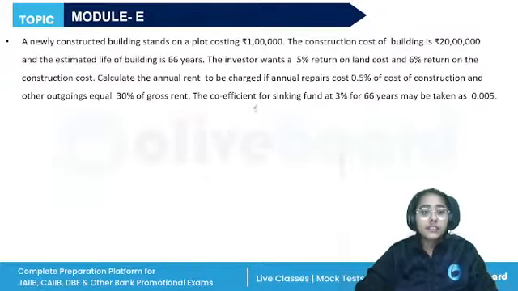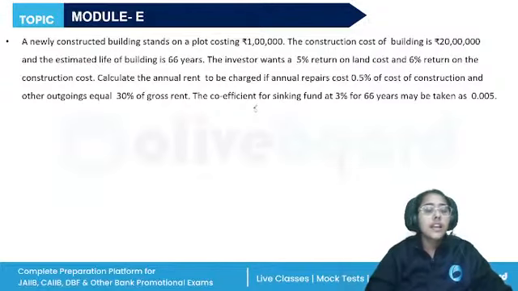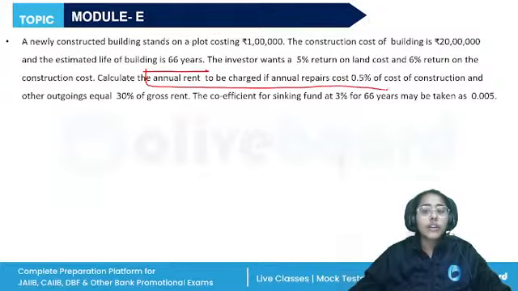Then we move on to the last unit of our module E, which is valuation of real property. The question says, a newly constructed building stands on a plot costing rupees 1 lakh. The construction cost of building is 20 lakh and the estimated life of building is 66 years. The investor wants a 5% return on the land cost and a 6% return on the construction cost. Calculate the annual rent to be charged if the annual repairs cost 0.5% of the cost of construction and other outgoings equal 30% of the gross rent.